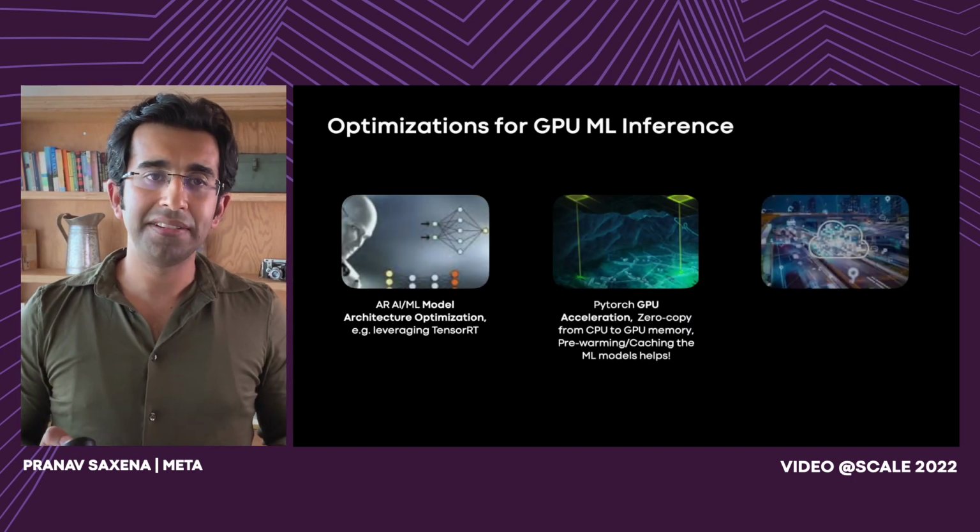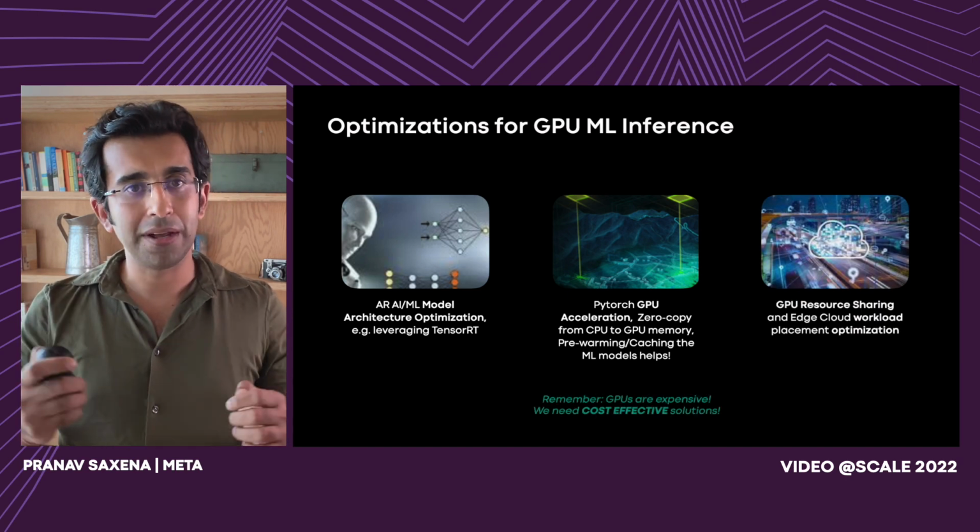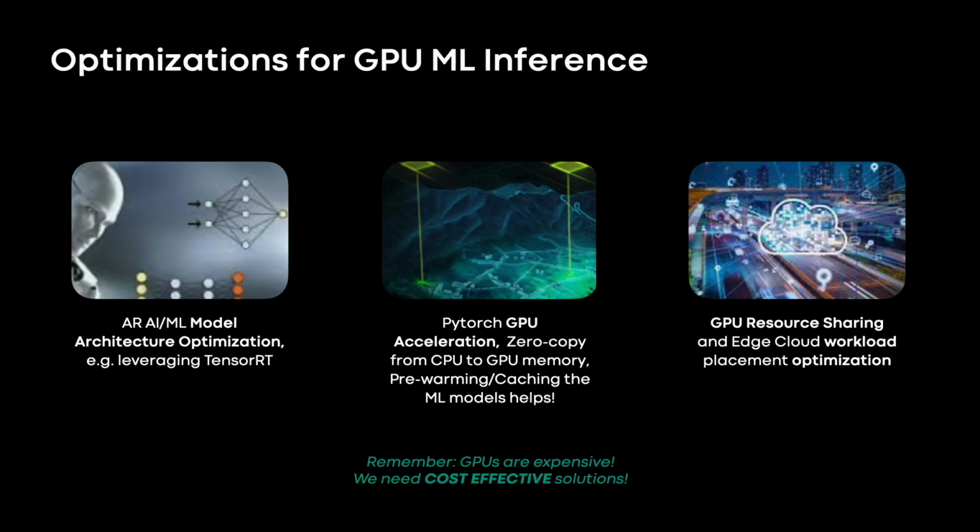Next is the optimization for GPU ML inference. This is a critical thing on the overall edge computing paradigm. And the reason I say that is because ultimately there's a big trade-off here. You're trying to gain the computational latency boost by using the GPUs on the server because it's a much beefier machine compared to the on-device compute.